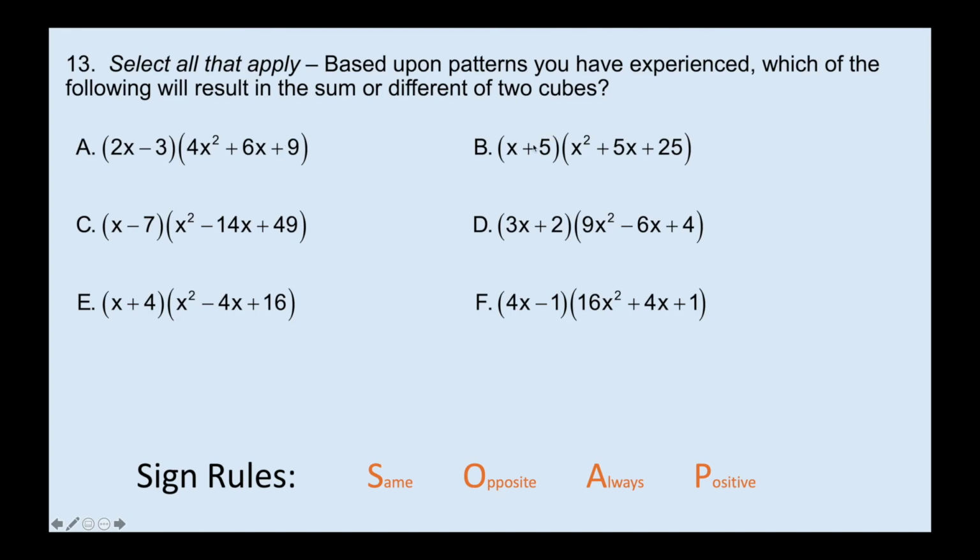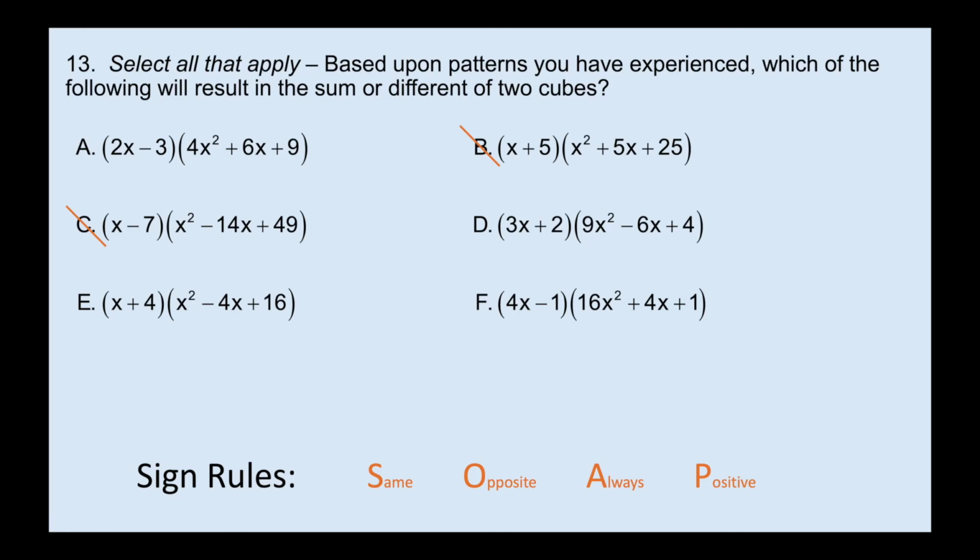So B is going to get eliminated right away because these two are not opposites of each other. When I look at C, the same thing happens. These two are not opposites of each other. D, they are opposites, and then this is positive. In E, they are opposites, and then this is positive. And then same thing here. These are opposites, and then this is positive. So all the others have the potential.